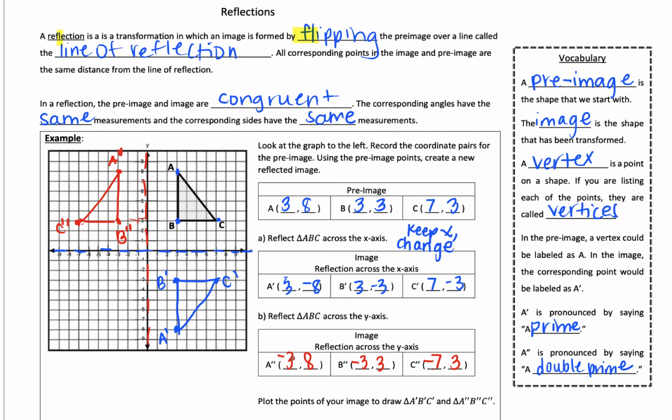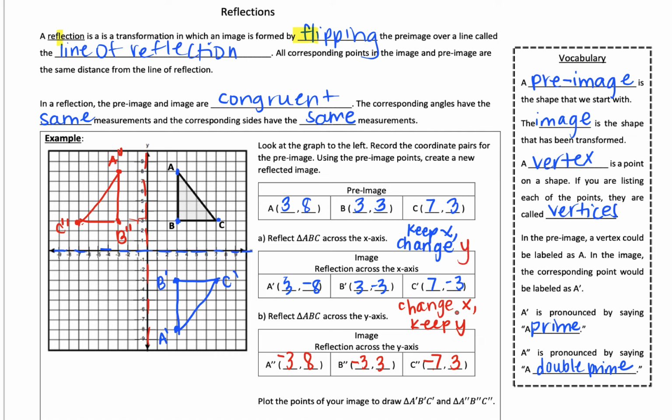Now, something that you might have noticed with the points here, when we reflected across the y-axis, the only thing that was different is that our x value changed, but our y value was the same. So it's kind of the opposite. We are just going to change x, so you just change the sign on your x value, and you keep y. Sorry, this should have said change y up here. Make sure you add that to your notes.